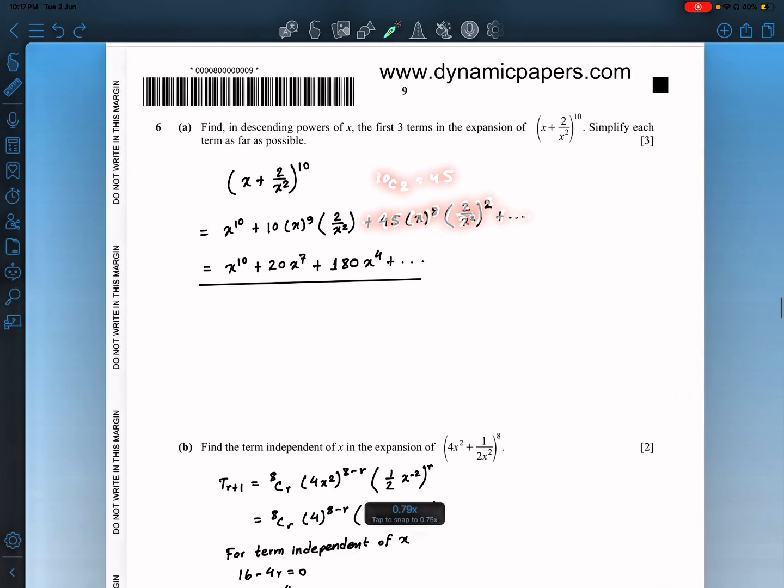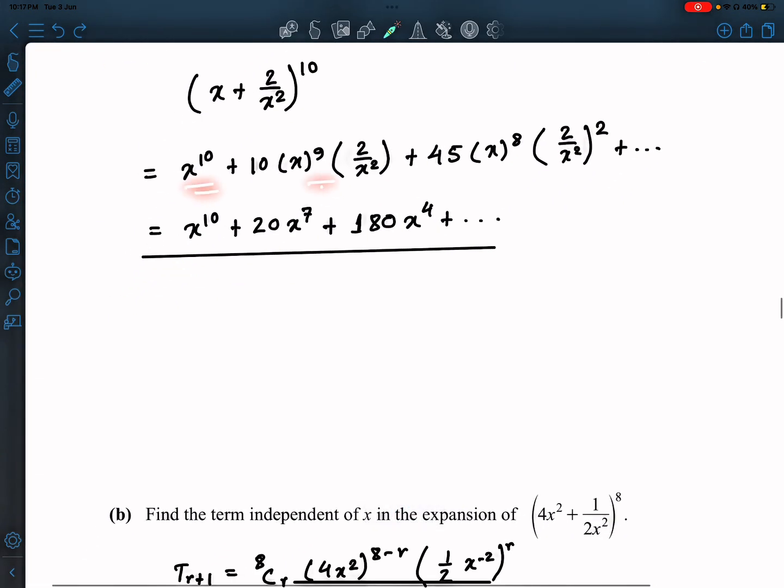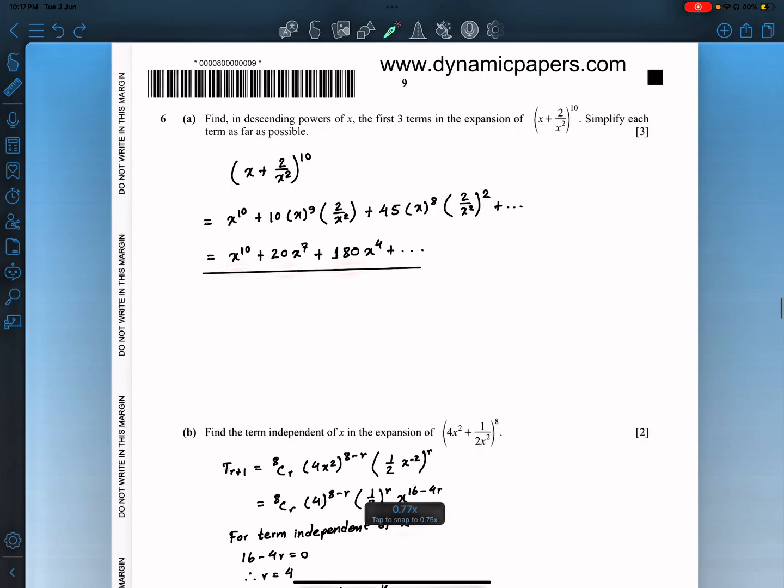Once we simplify everything together, we find the first three terms to be x to the 10 plus 20x to the 7 plus 180x to the 4. And that's our answer.